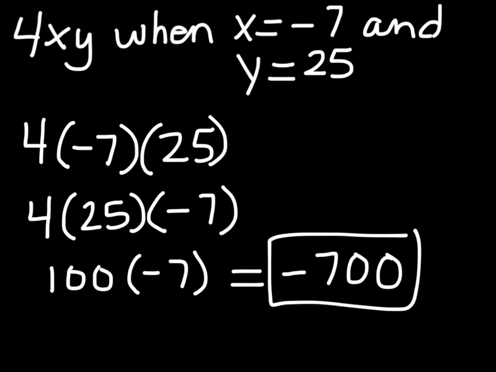It would not matter if we chose to multiply 4 times negative 7 and then take that product, negative 28, times 25, it would give us the same answer. However, this way works better for my brain because it lets me do the quick mental math of 4 times 25.